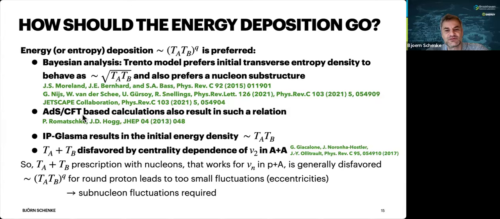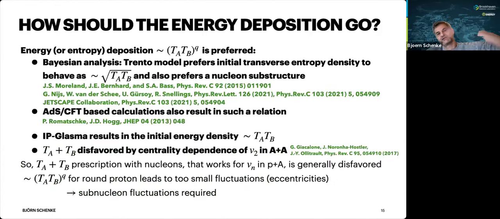Also, different, more fundamental calculations give you dependencies that look like a product to some power. AdS/CFT-based calculations have shown this. The IP-Glasma results, at least in the dilute limit, also go like TA times TB, as I said. And there's another paper that showed that TA plus TB is disfavored by the centrality dependence of epsilon 2 in AA collisions. So there are several hints that it should not go like TA plus TB, but like a product to some power. And if that's the case, we do need subnucleon fluctuations to describe the data in the small systems.